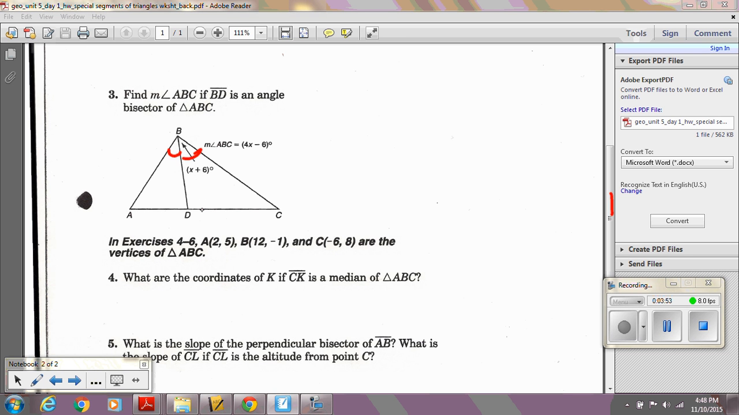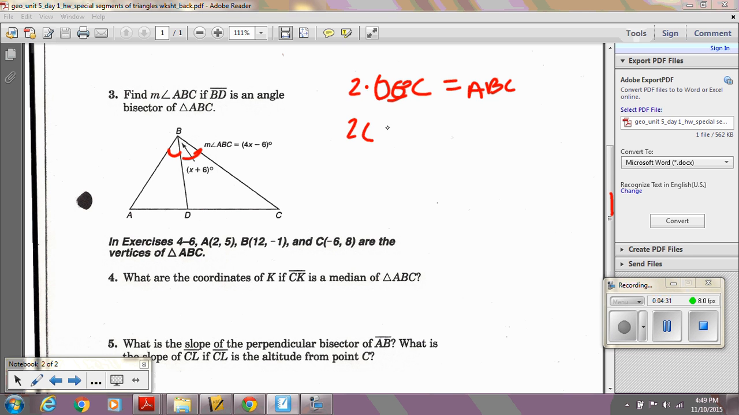It tells us that DBC is x plus 6. So that means that ABD is also x plus 6. It also shows us that angle ABC, which is the larger one, is 4x minus 6. So that means that 2 times the smaller angle, which is angle DBC, sorry, my handwriting is horrible, should equal the larger angle, which is ABC.